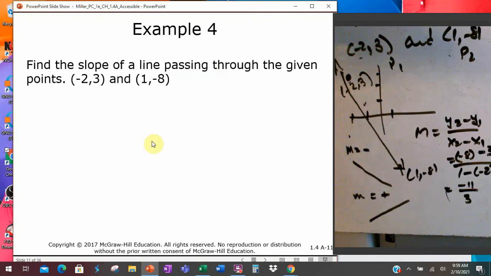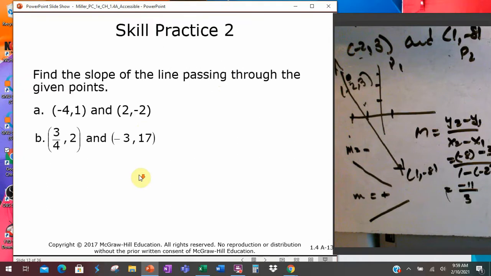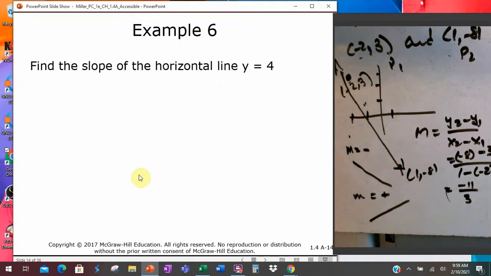Okay, so let me continue. Do the same thing. Find the slope of the horizontal line. The horizontal line, the slope would be 0. I have no change in y, and any two x's you pick for a horizontal line.